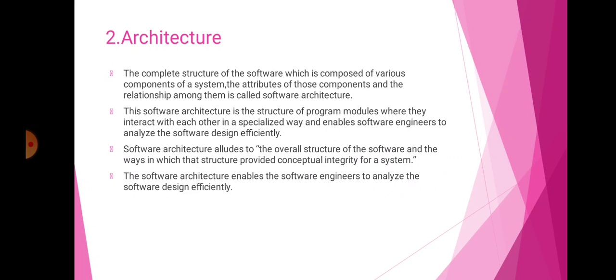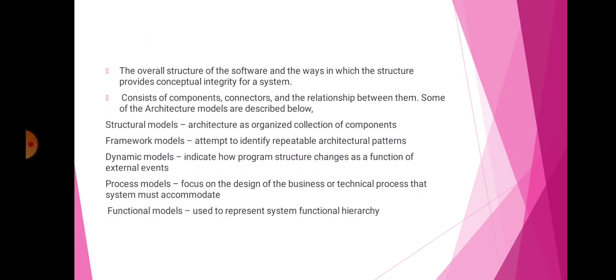The simplest form of architecture is the structure or organization of the program's components like modules, the manner in which these components interact, and the structure of data that are used by the components. The software architecture enables the software engineer to analyze the software design efficiently. The overall structure of the software and the way in which the structure provides conceptual integrity for the system consists of components, connectors, and relationships between them, and some of the architectural models are described below.